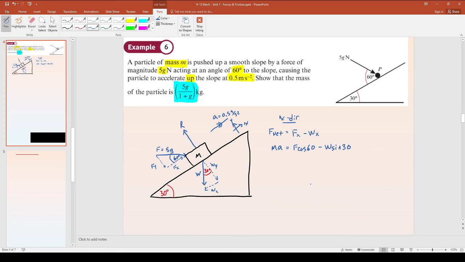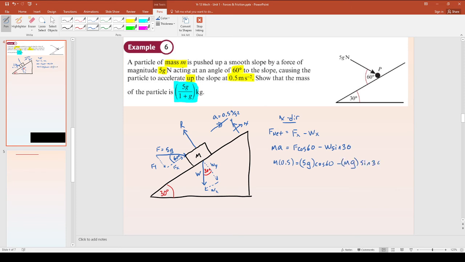All right, we want F, so we're doing good. We've got our things on track here. It seems to me that we're doing well. So let's do it. Ma. M is, oh, it's our unknown, sorry. And a is 0.5. So it's M times 0.5 equals F. F was 5g, so it's 5g cos 60. And W is mg, right? So this is going to be mg sine 30.